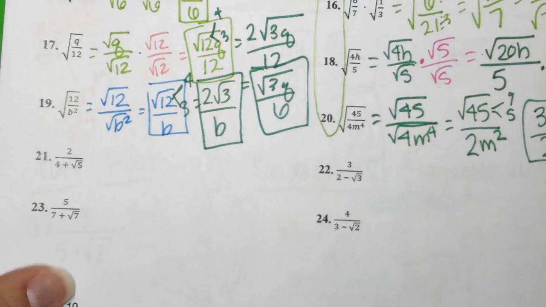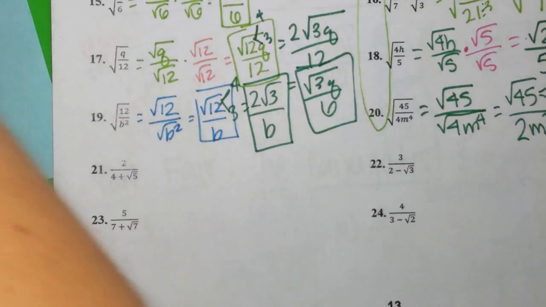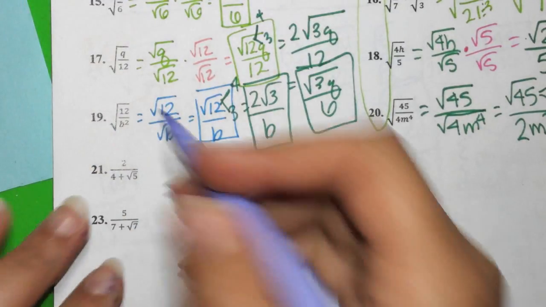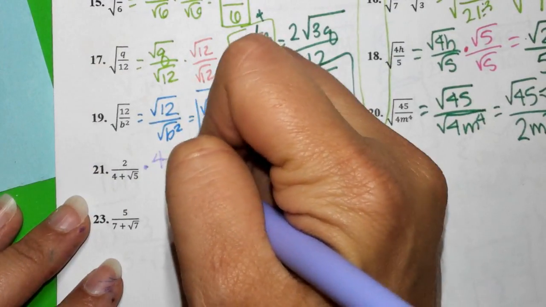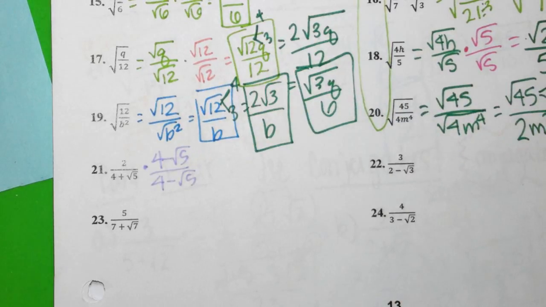All right, 21. You had to use the conjugate to be able to solve it, and that's what we were working on yesterday. So you had to multiply the top and bottom times 4 minus the square root of 5. Who got at least that far? Congratulations.